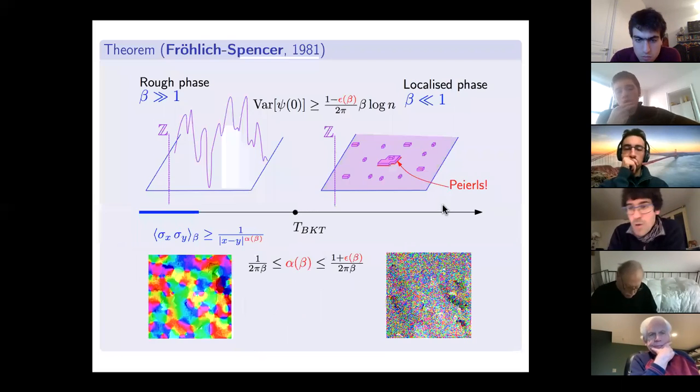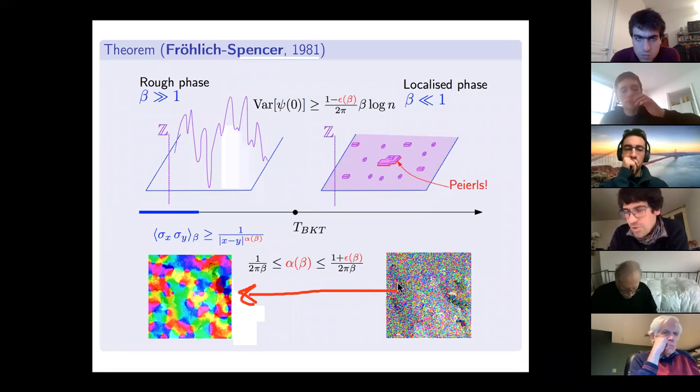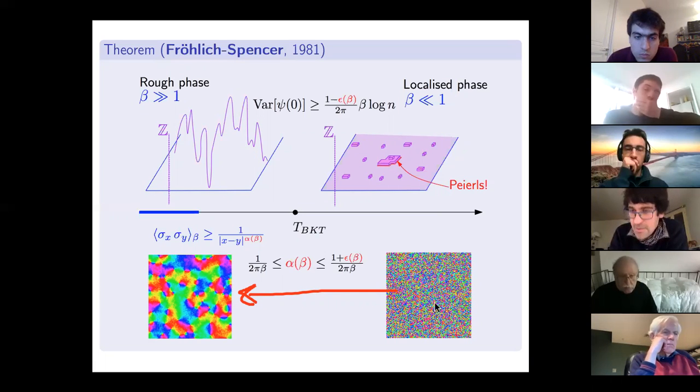And now I can state the result of Fröhlich and Spencer. Their goal was to show this intriguing phase transition, which is called the topological phase transition, and to show this change of behavior for the XY or the Villain model as the temperature drops. The difficulty here in such a system is that there is no long-range order even at low temperature.